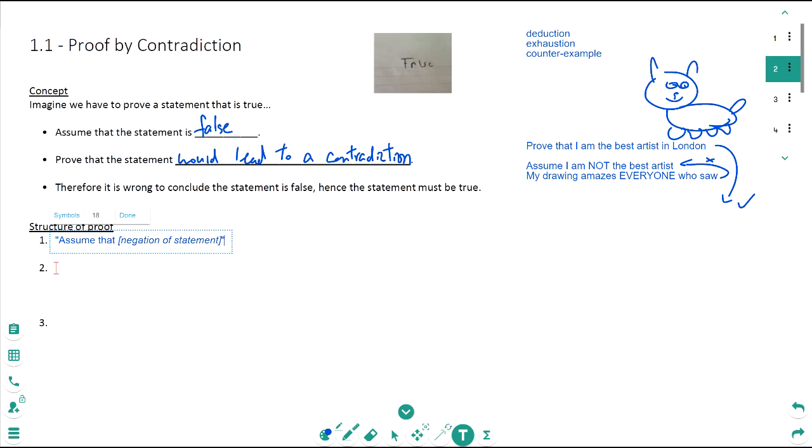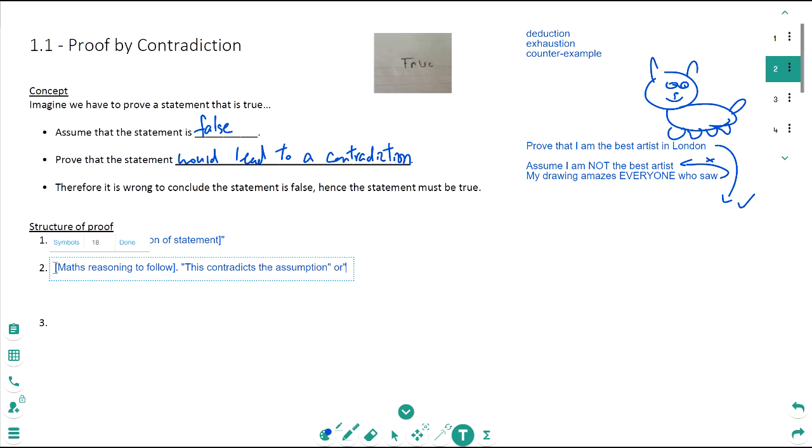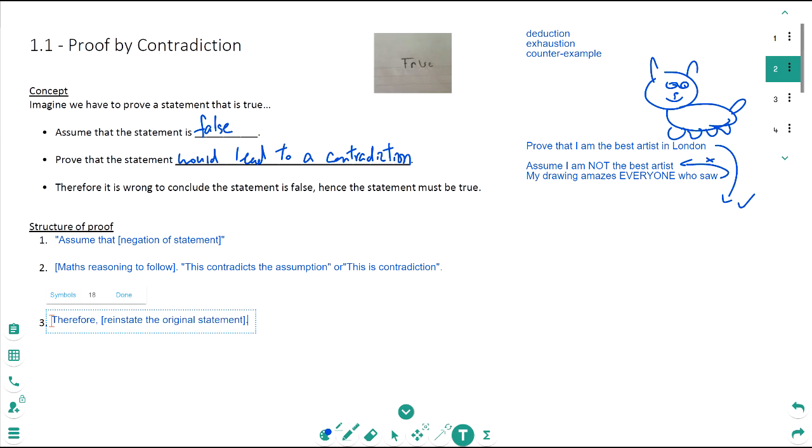Right, the second step. So maths reasoning to follow. So we're going to do the real maths in here. And then you're going to say this contradicts the assumption. Or you can simply say, oh, this is a contradiction. And the last step, you will say, therefore, you reinstate the original statement.